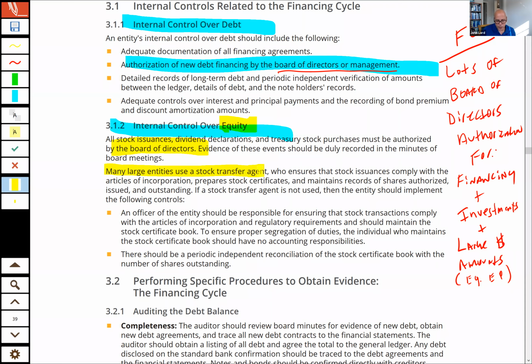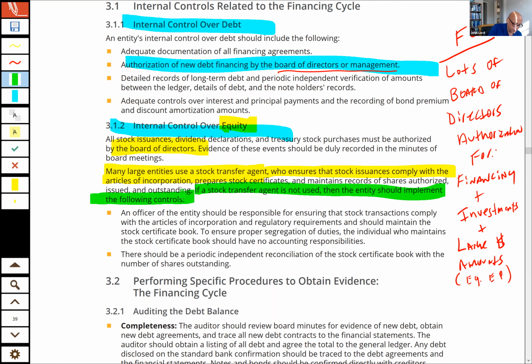So you hire somebody to issue stock for you when stock is being issued, okay? And they will make sure that stock is issued in accordance with the articles of incorporation, et cetera. If a stock transfer agent is not used, the entity should implement the following controls. So let's go ahead and flashcard those controls. And you can write the flashcard just like that. If an entity does not use a stock transfer agent, what would be some controls?